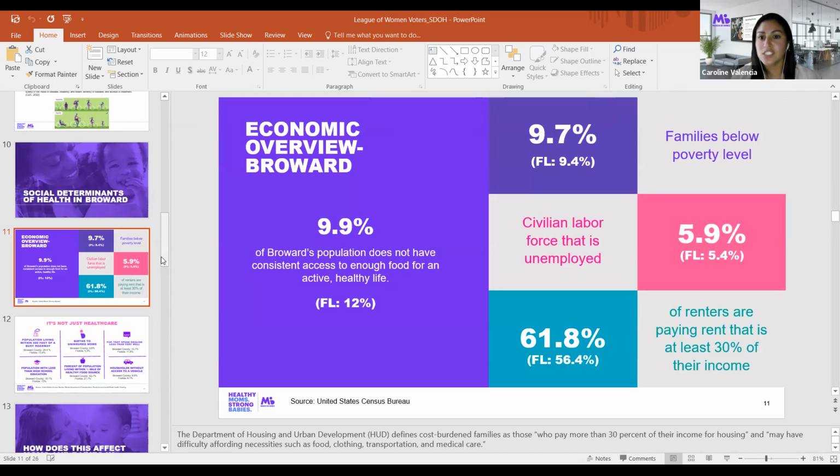I was going to present some data on just economics in Broward. About 10% of the population is food insecure. About 10% of families live in poverty. Our unemployment rate is about 6%.